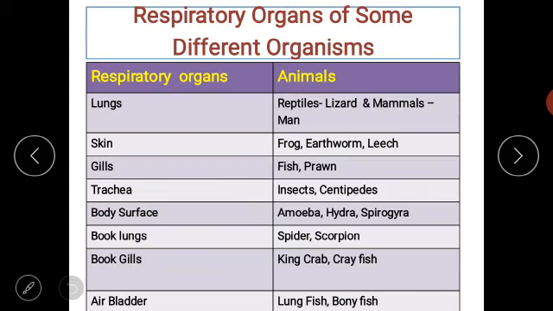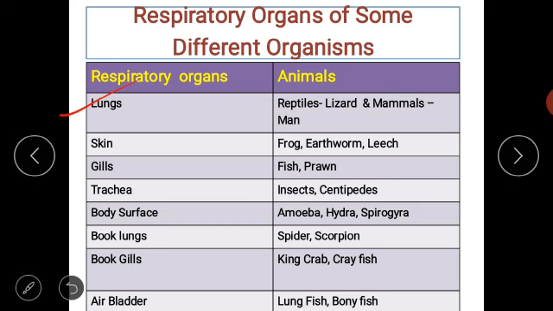Here I would like to enlist some other organisms and the respective respiratory organ in their body for carrying out respiration. In the left column I have enlisted respiratory organs, and in the right column I have enlisted animals that have that kind of respiratory system. First I have enlisted lungs. The lung type of respiratory organ is present in reptiles and mammals.